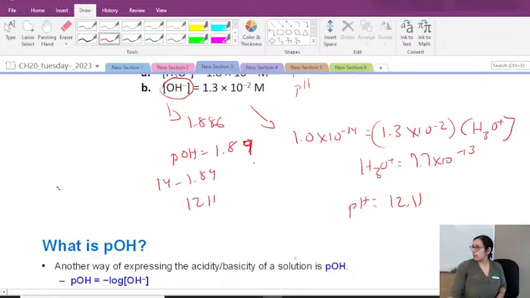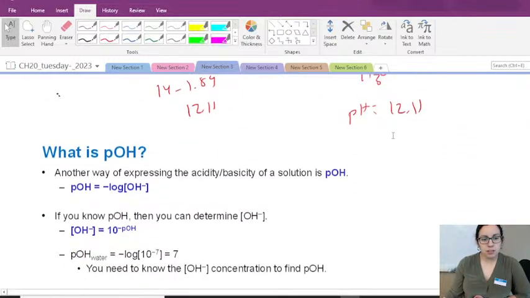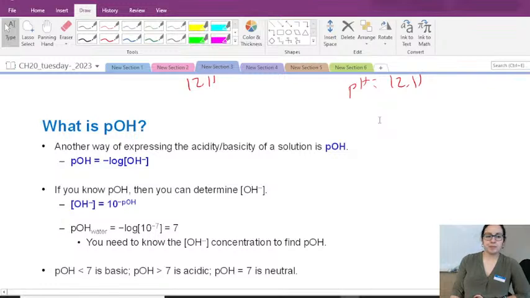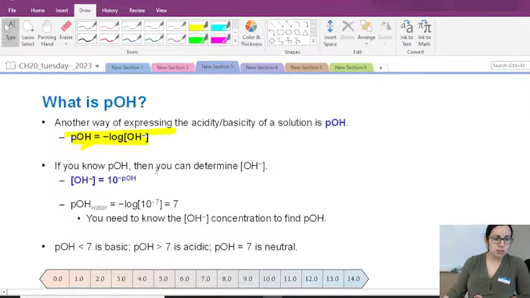So either way, we should get 12.99 for that one. So let's look at pOH. And so again, this formula looks just like our pH and pKa, Ka expressions. So now we have our pOH is equal to our negative log of hydroxide concentrations.